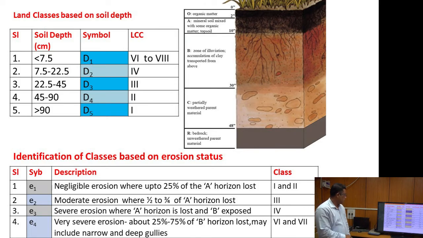Now this clay, simply clay, is a textural class where clay predominates. Sand would be there, silt would be there, but the percentage of clay is much higher. Such type of soil is called clay soil, which is class 3. We have seen in the previous, here this is class 3 type of land.